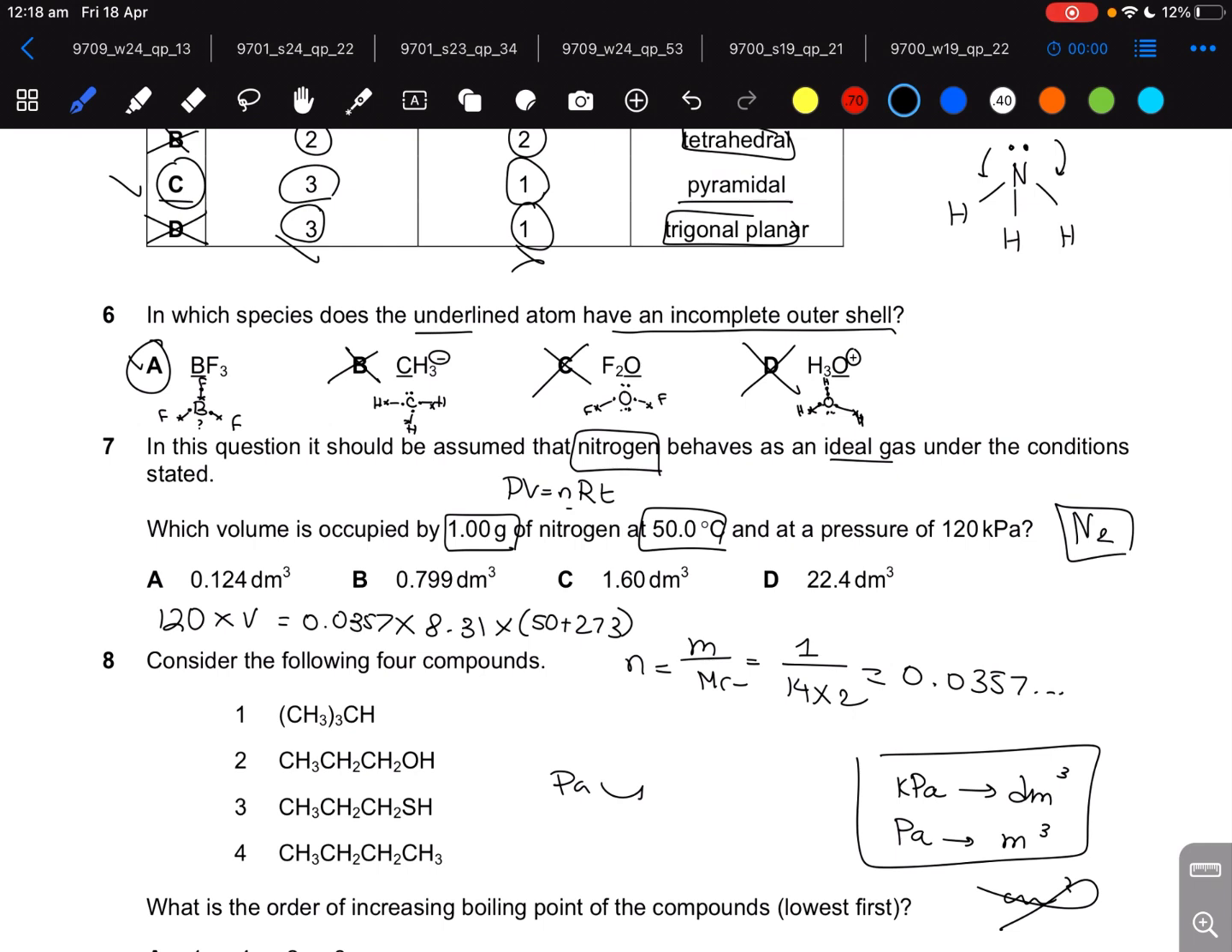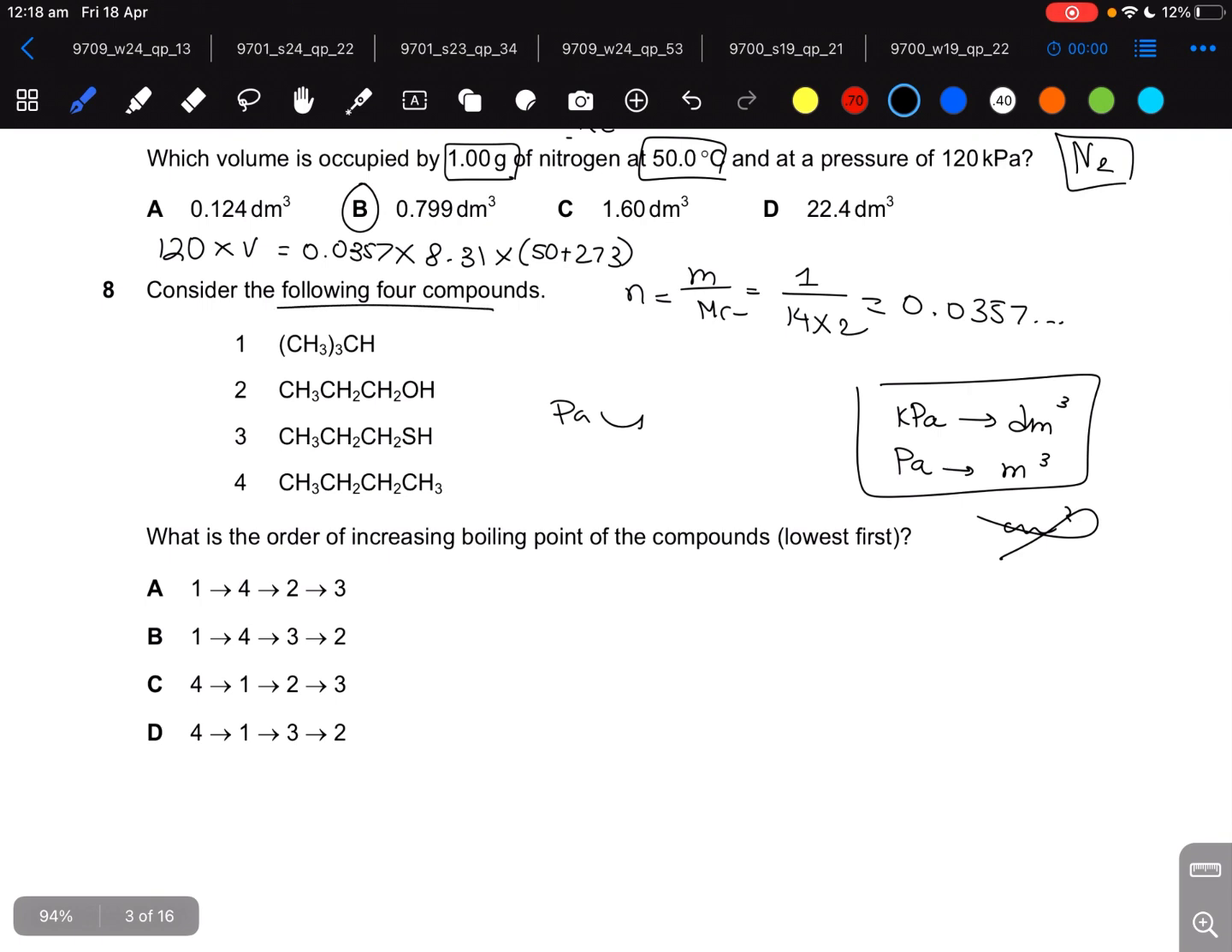So 0.0357 multiplied by 8.31 multiplied by 50 plus 273, shift solve, that gives you 0.7985, which is B.